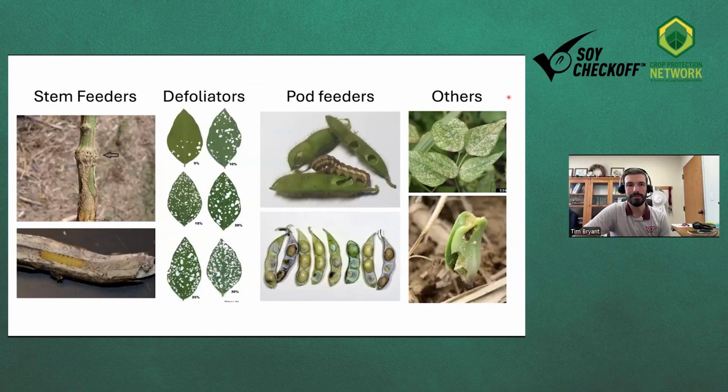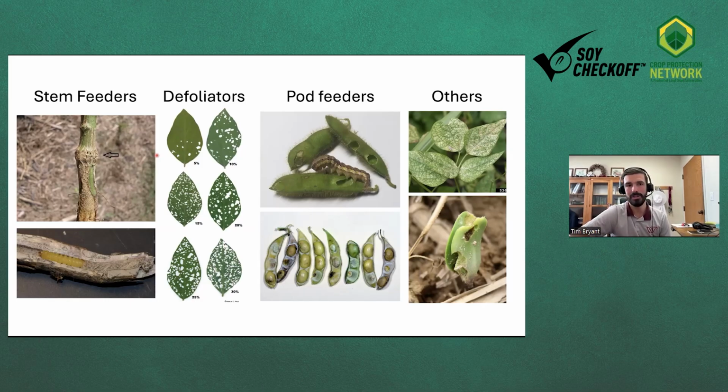So these all do different types of injury to soybean plants. The stem feeders, as I alluded to, things like three-cornered alfalfa hoppers and kudzu bugs will feed directly on the stem. And this often causes this kind of girdling injury that you see here, pointed to by this black arrow. And that just limits the plant's ability to uptake water and nutrients throughout the season, indirectly affecting yield potential.